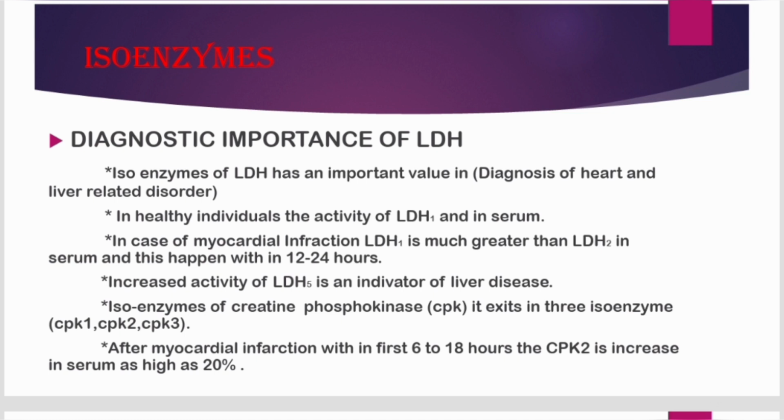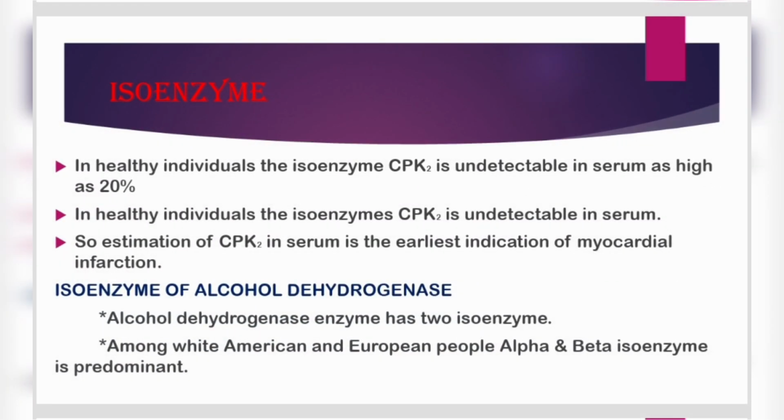The isoenzyme of creatine phosphokinase, CPK, exists in 3 isoenzymes: CPK1, CPK2, CPK3. After myocardial infarction, within the first 6 to 18 hours, CPK2 is increased in the serum as high as 20%. In healthy individuals, the isoenzyme CPK2 is undetectable in serum. So, estimation of CPK2 in serum is the earliest indication of myocardial infarction.